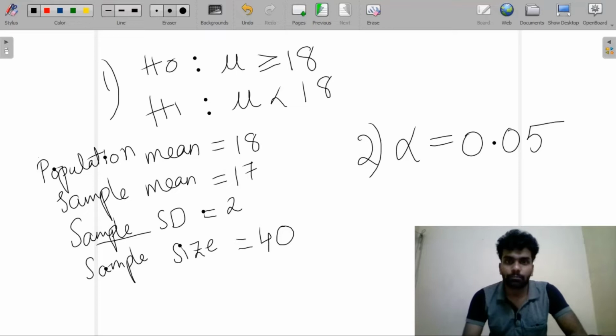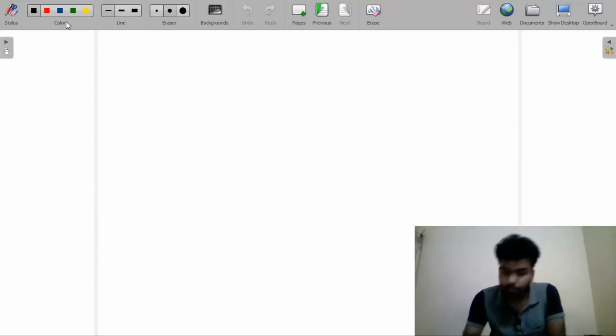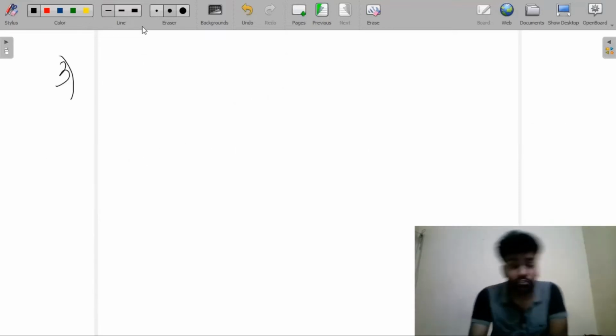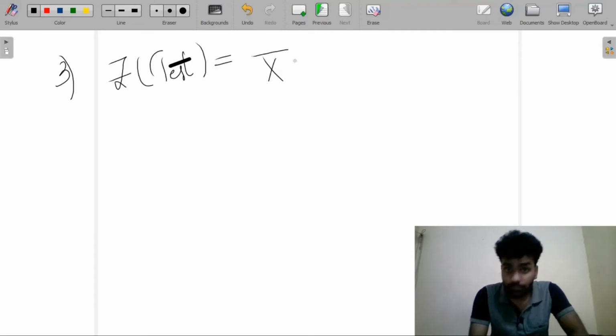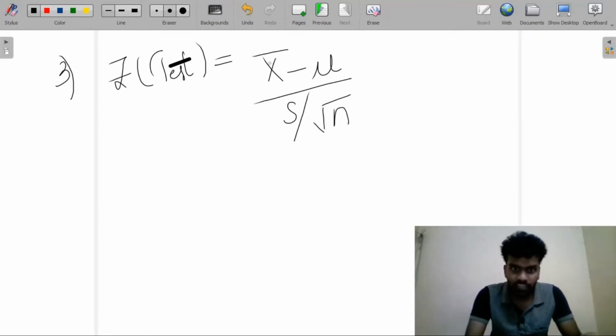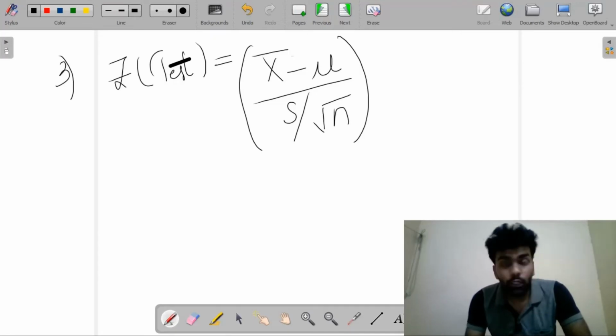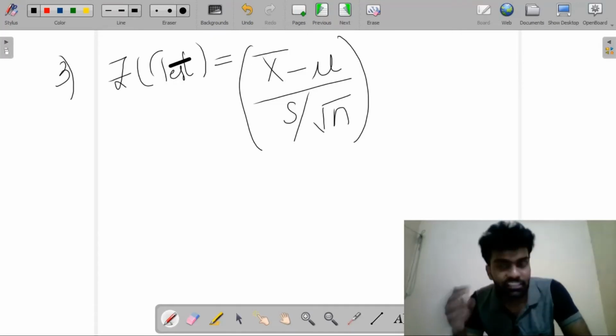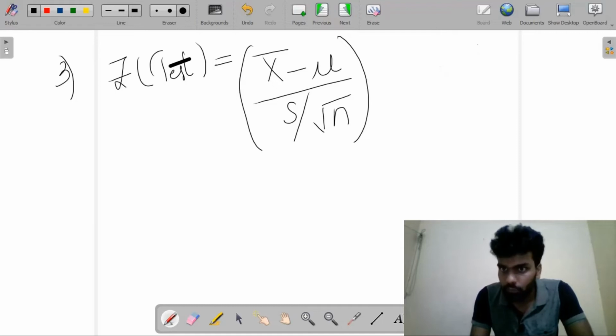In the third step, I started performing the Z test. What's the formula to calculate the Z test? X bar minus mu divided by S divided by root n. This is the formula for the Z test. Before that, you want to understand what the rejection region is here, and I want to explain that.